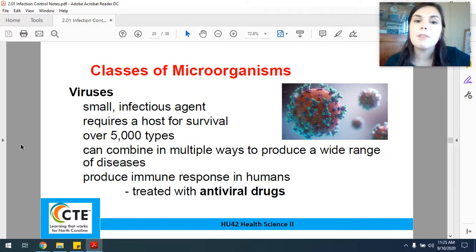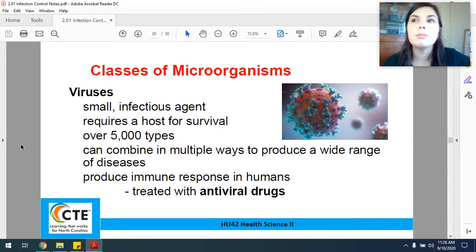Continuing on, we're going to look at viruses, which is another one you're probably most interested in or have heard about before. A virus is a very small infectious agent that requires a host for survival. Unlike many other types of microorganisms, viruses cannot live without a host. There are over 5,000 different types of viruses, and in combination in multiple ways can produce a wider range of diseases than are even known.